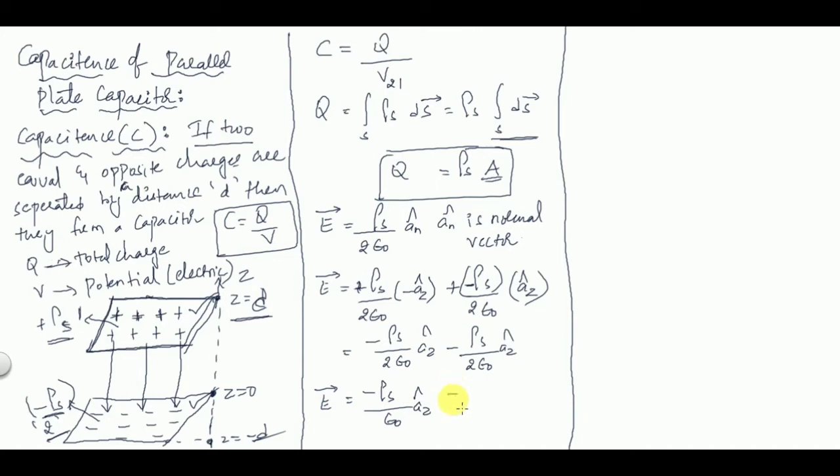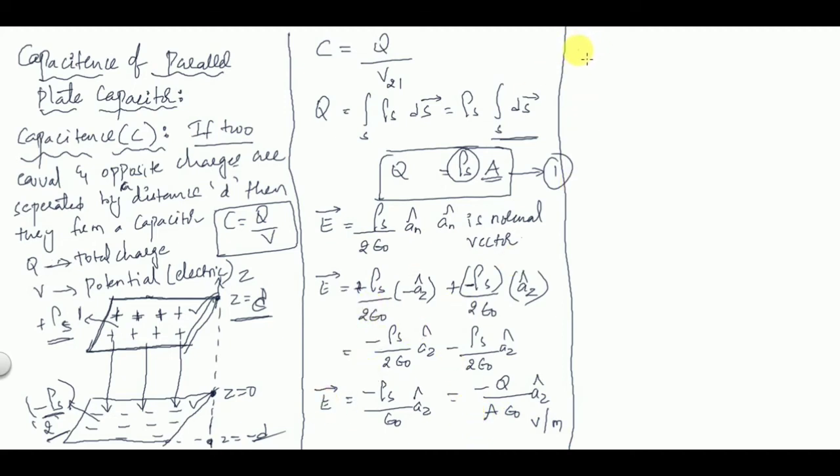So what is rho S? How can we write rho S from equation 1? Rho S is equal to Q by A. So this can be written as minus Q by A epsilon naught into AZ cap, volt per meter. Okay, so this is the value of E.